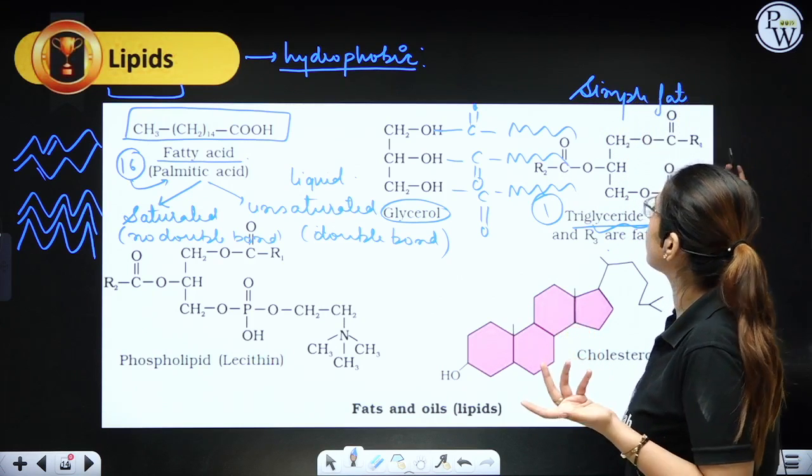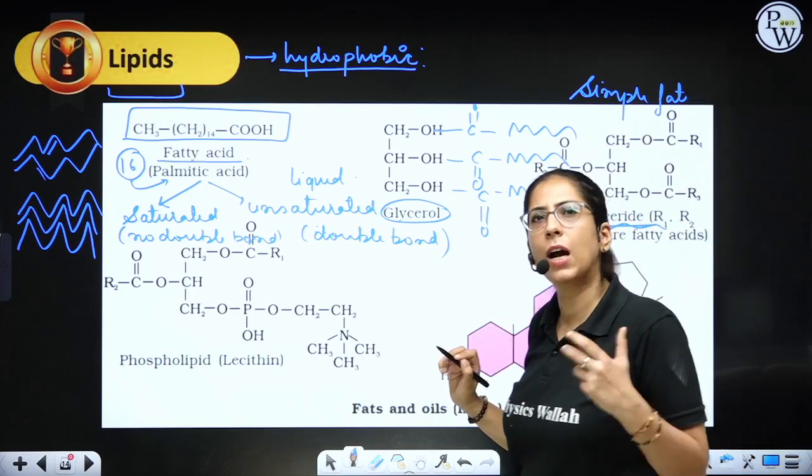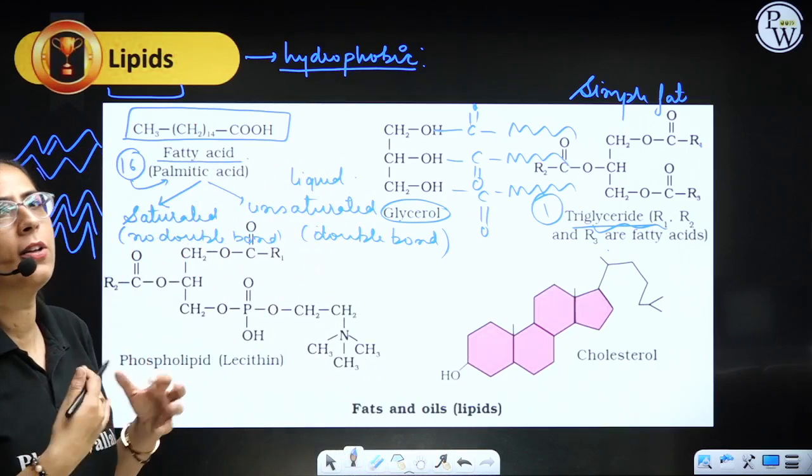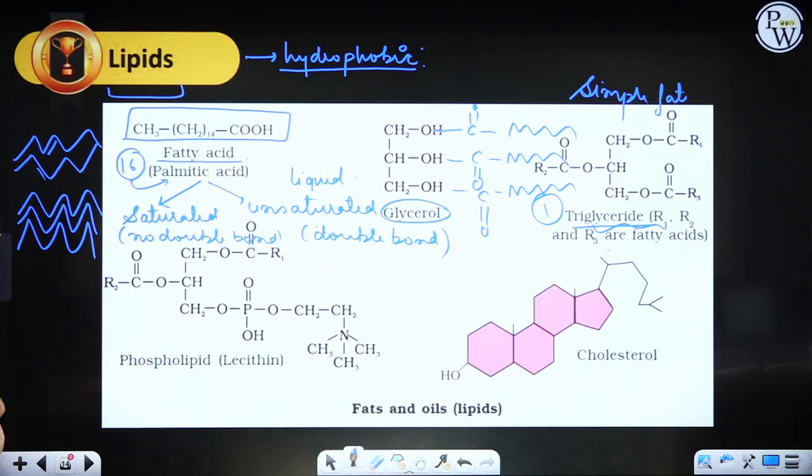Their number also varies, so definitely the names are given as R1, R2, R3. They can be 16 carbon, they can be 18 carbon, they can be saturated or unsaturated, depending on the type of triglycerides we are talking about.